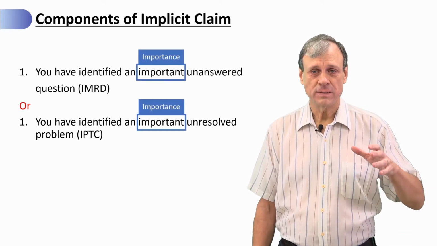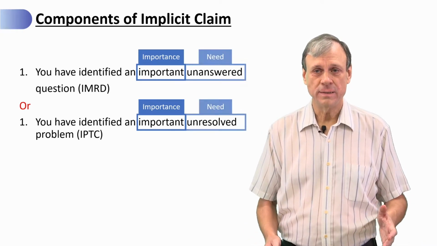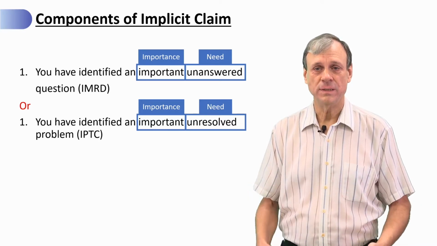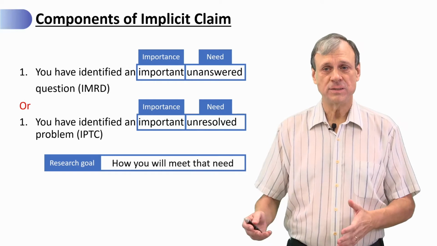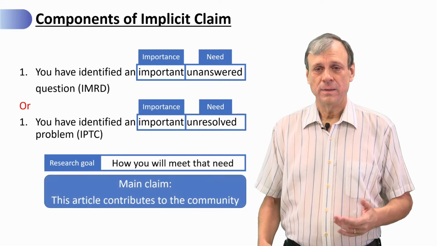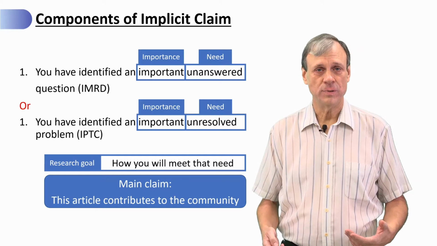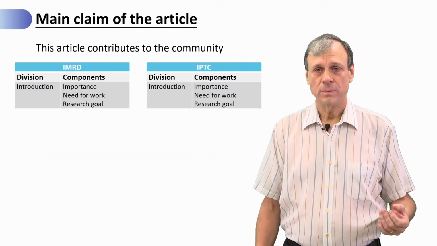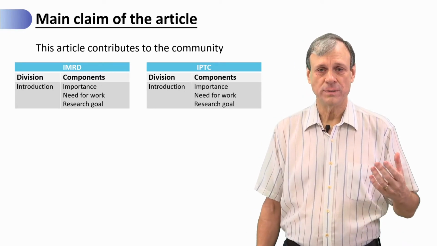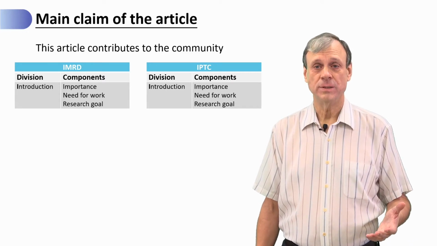And that's because there are two parts of this claim. The first is importance. The second is that there's a need, that this question has not been answered or the need has not been resolved. And then this leads to the research goal, how the researchers feel that they have met that need. This then becomes the main claim of the article, how this article contributes to the community. So this main claim involves these three basic components: importance, need for the work, and the research goal, in science or engineering.